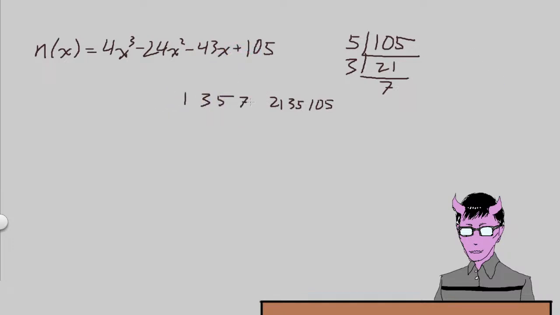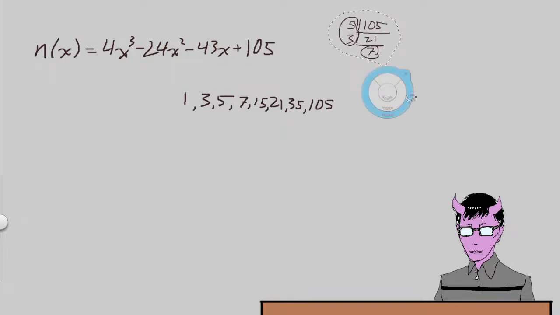So 7 and 15. And I don't think there are any other factors. Yeah, because the next number up, 7, is 3 times 5, which is 50. Yeah, that's it. So let me delete this work. Let me just shrink it.